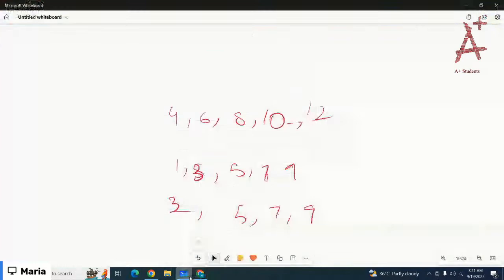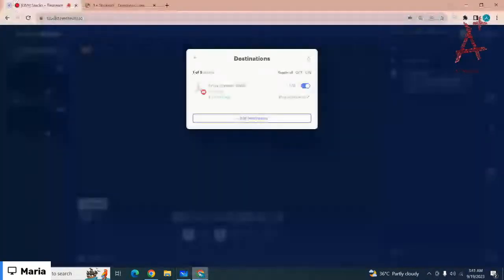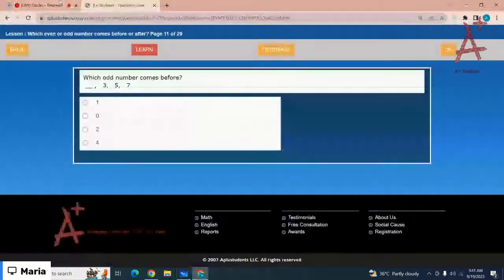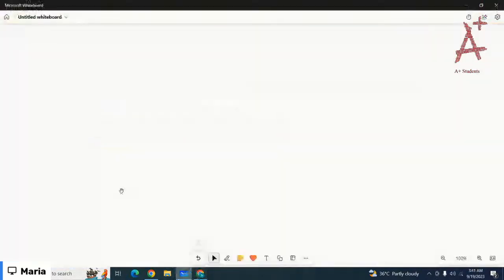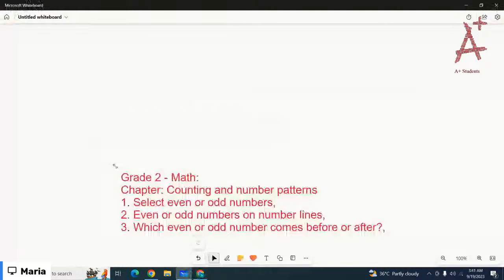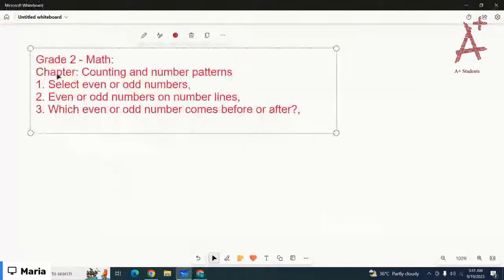Okay, we're done with the lesson. You can complete the lesson yourself later today, right? So we were working on grade 2 math, the chapter counting and number patterns. The lesson is select even or odd numbers on number lines, and which even or odd numbers come before or after. So you have to complete all the practice questions of the lessons.